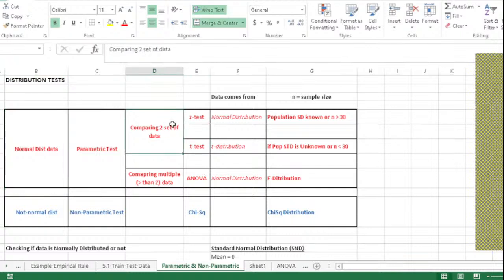Now Z test and T test are used when you compare two sets of data, either a sample with the population or two samples. In both these cases, we compare two sets of data. And then we use Z test when the population standard deviation is known and n is greater than 30. Is that clear?